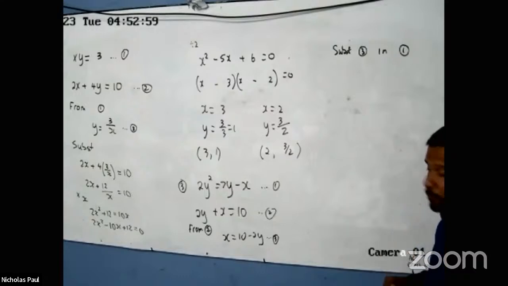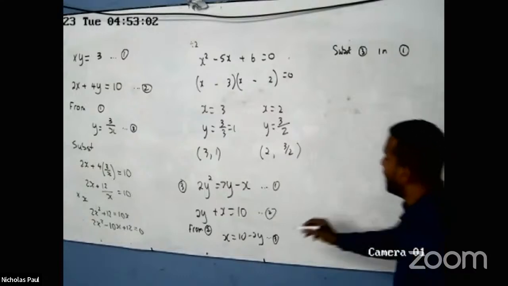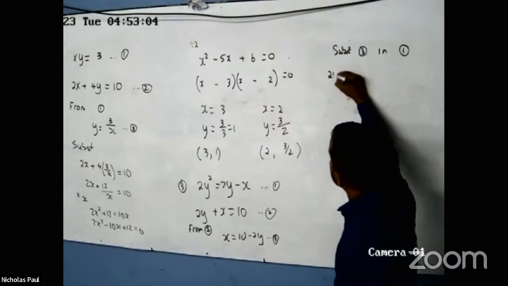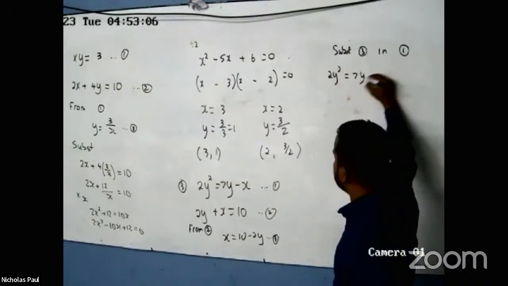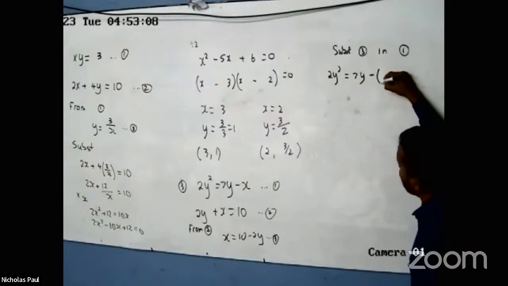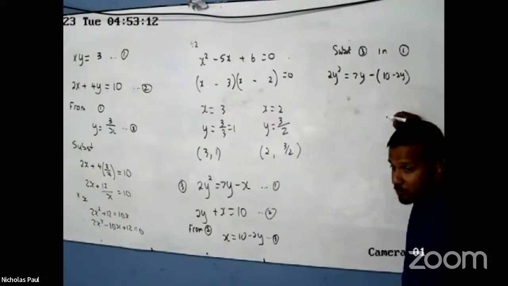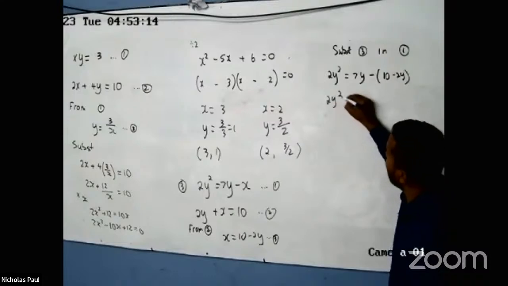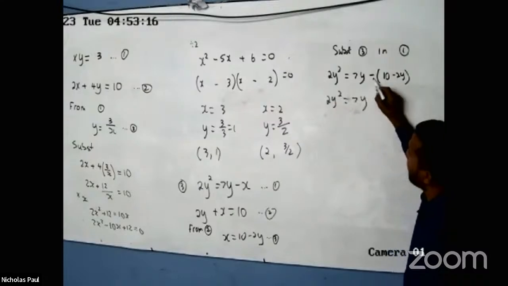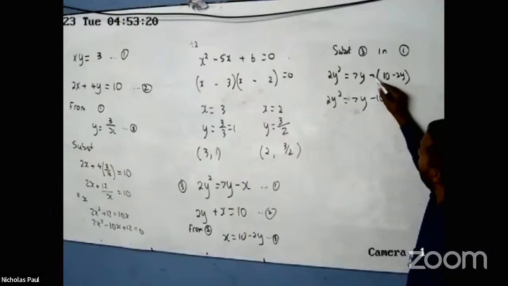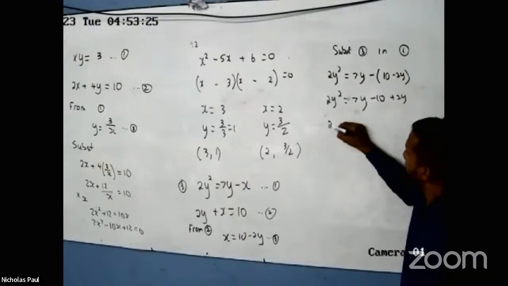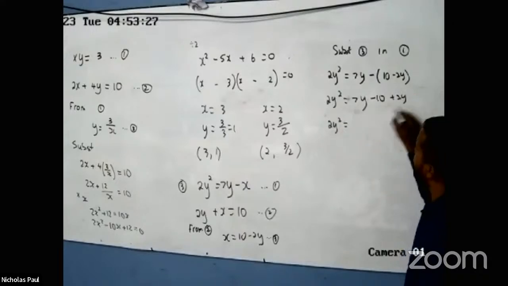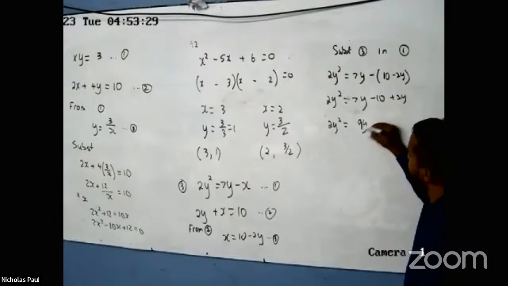Got you? Hopefully. All right. Let's see. So you put in x in there. So you'll get 2y squared is equal to 7y minus open brackets 10 minus 2y. So this will be 2y squared is equal to 7y, with a minus on the outside. So a minus by 10, minus by a minus, plus. Right? So you'll get 2y squared, 7 plus 2 is 9y minus 10.